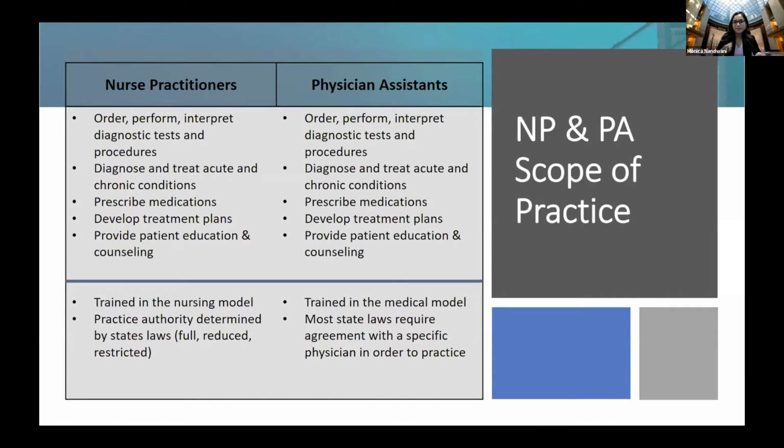The main difference between NPs and PAs is really the educational training that we undergo. NPs are trained in the nursing model, whereas physician assistants are trained in the medical model. For NPs, practice authority is determined by state laws, whether it's full, reduced, or restricted practice. As a side note, California has one of the most restricted practice laws for nurse practitioners, which is changing. I'll talk a little about the new legislation in the next couple of slides. For physician assistants, most state laws require an agreement with a specific physician or surgeon in order for PAs to practice.